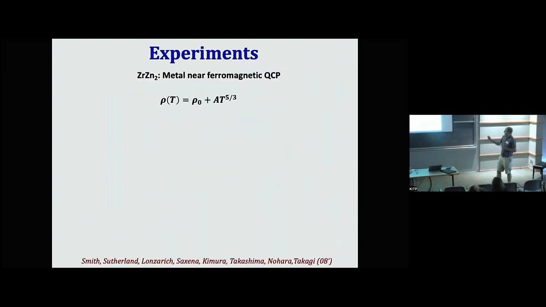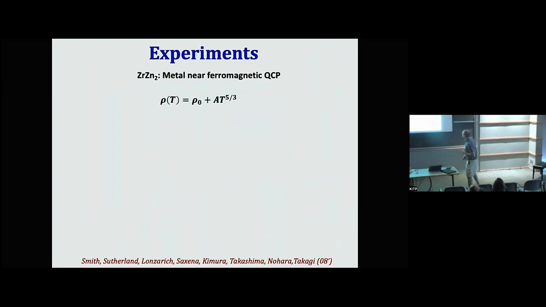And finally, just a last slide. Okay, so what about experiments? It turns out that there is at least one example where the system is apparently a marginal Fermi-liquid, and it's beautifully revealed by this deviation of the Lorentz ratio from the Wiedemann-Franz law.